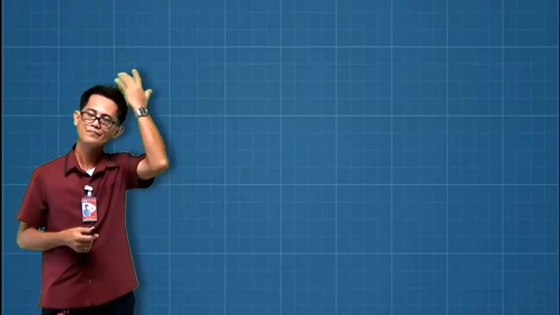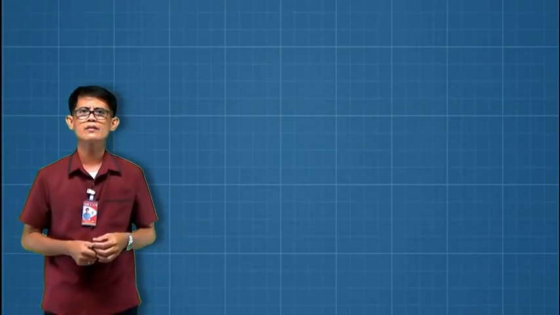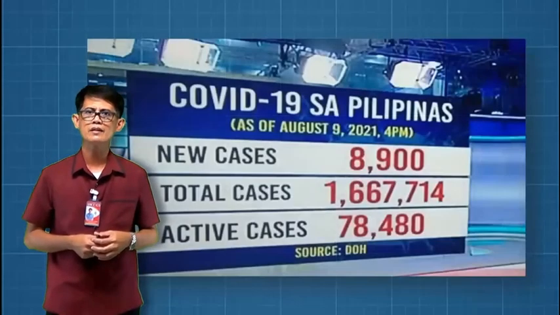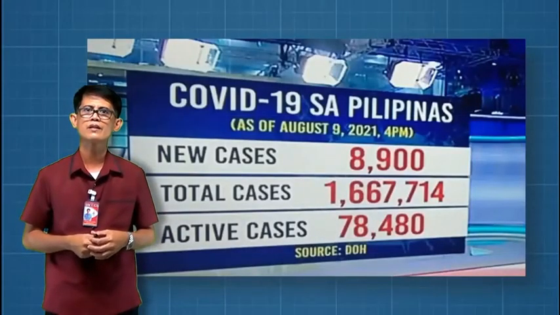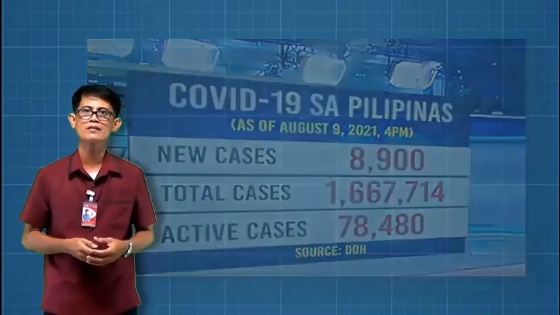Seriously, in this time of pandemic, come to think of it, does the growing number of COVID-19 cases every day follow an arithmetic or geometric sequence? Just a point of reflection for us guys.